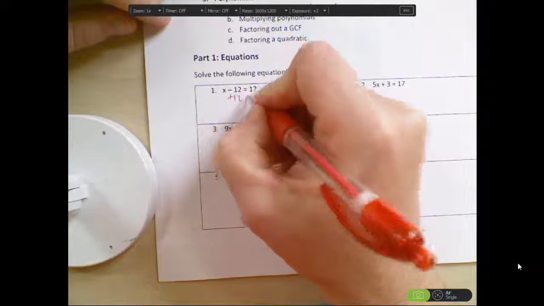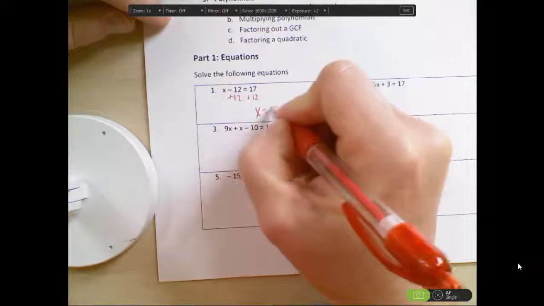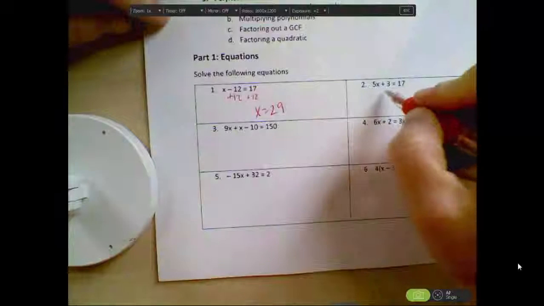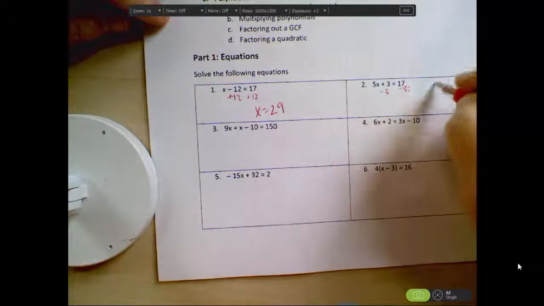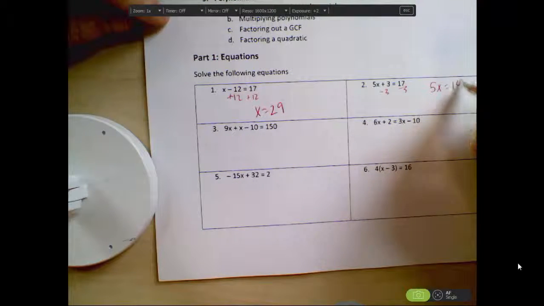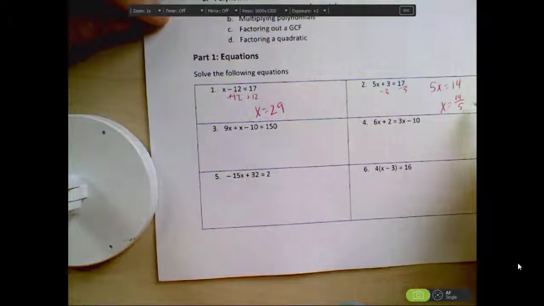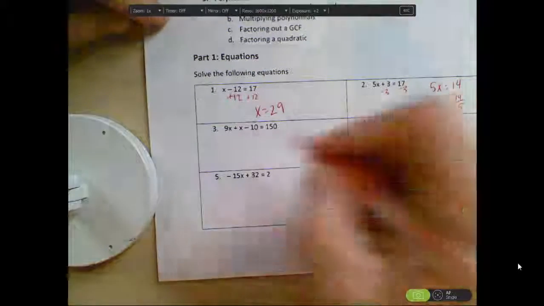For number 1, you're going to add 12 to both sides, so x equals 29. Number 2, minus 3 from both sides, so 5x equals 14. X equals 14 fifths. If you write this as a decimal, that's okay too. It should be 2.8, but we like fractions.